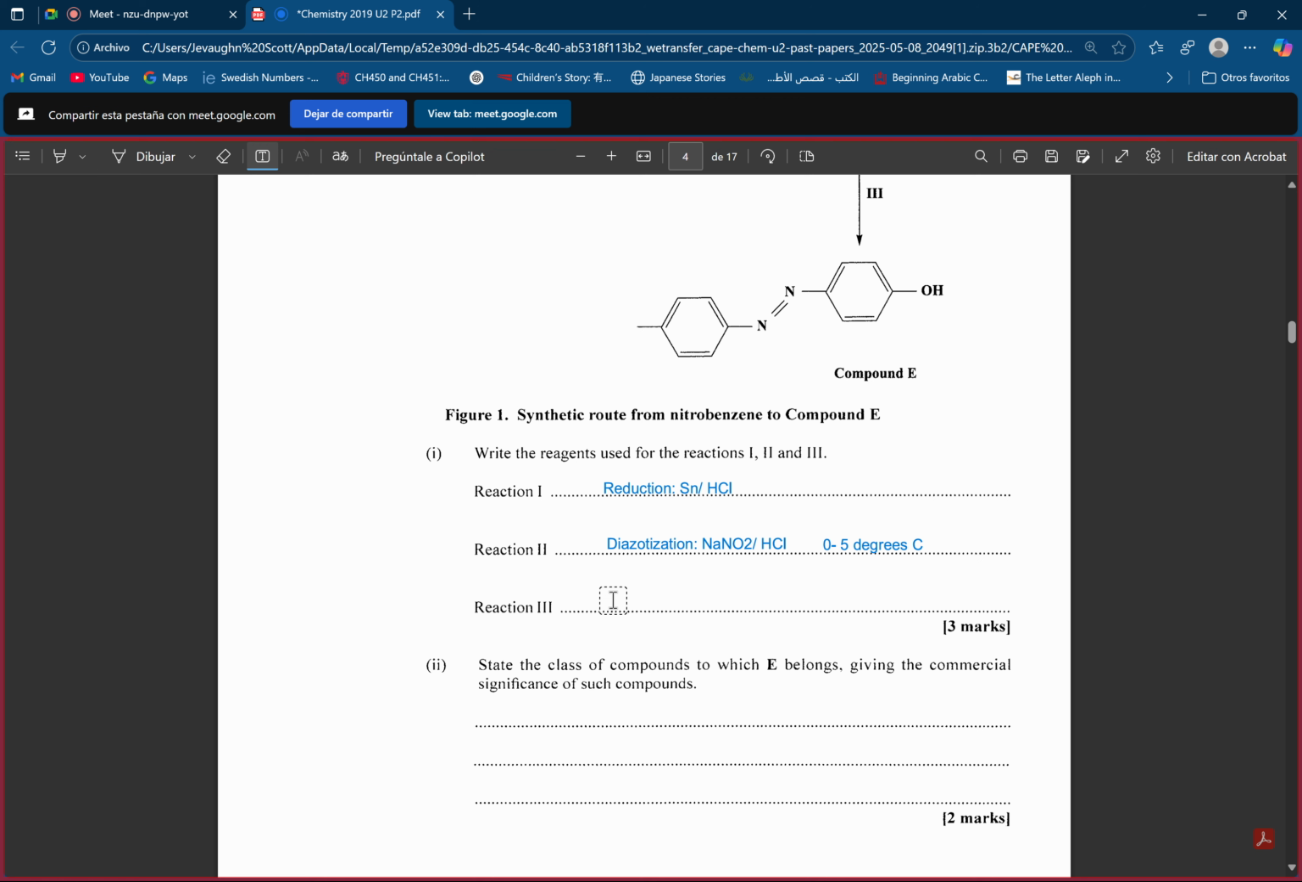Part last one. Last one, this is called the hydrolysis of the phenol. What do we do to the phenol? Are we sure?